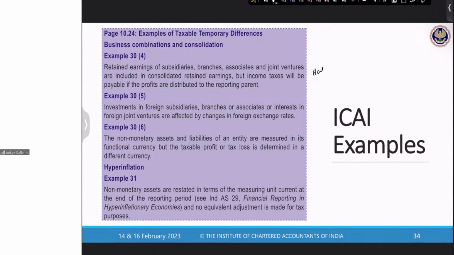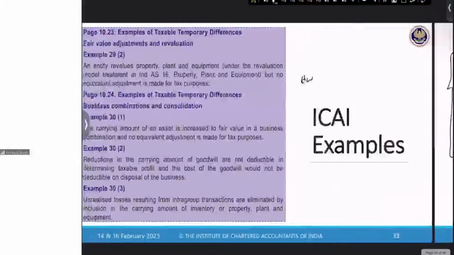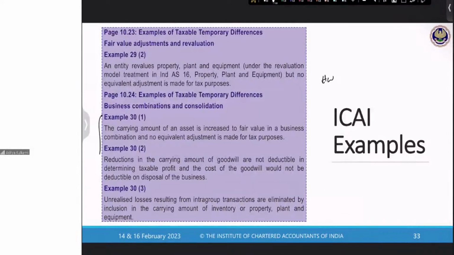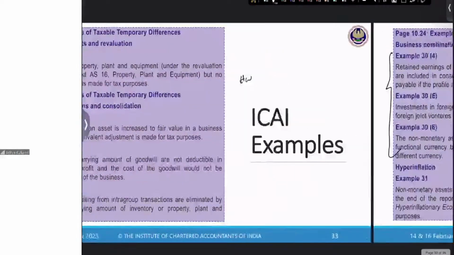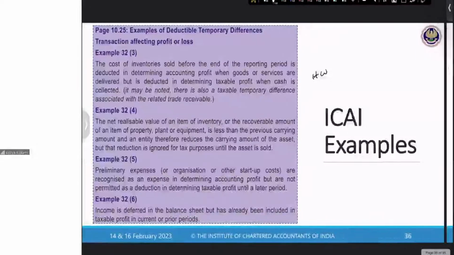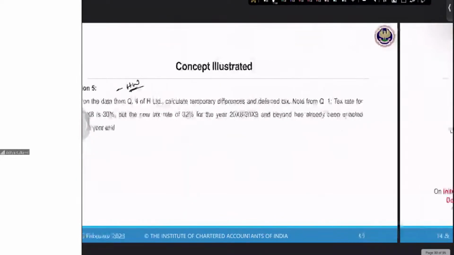Okay, fine. I'll discuss this. This is all related to business combinations. Don't worry, we'll discuss this. I'll come to that surely.